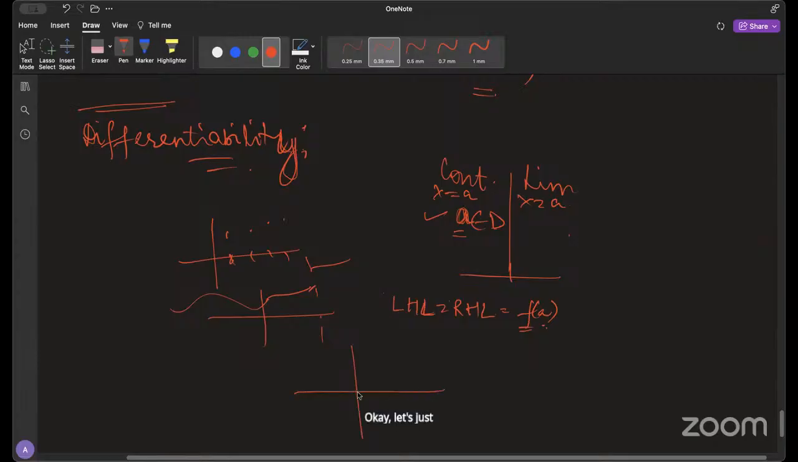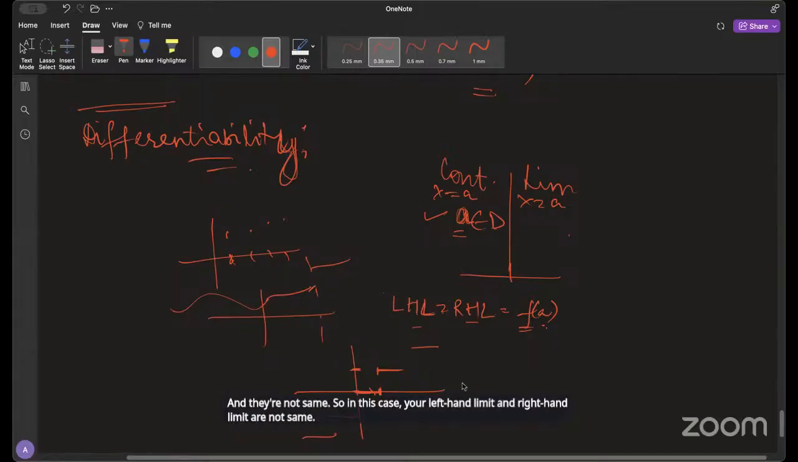Okay, so the graphs are given, and the expression is not given. Let's say you don't know what the expression of this is. We're not even using the expression here. But you can see that this function won't be continuous at this point, because the left hand limit is this, the right hand limit is this, and they're not the same. So your function is not continuous here.